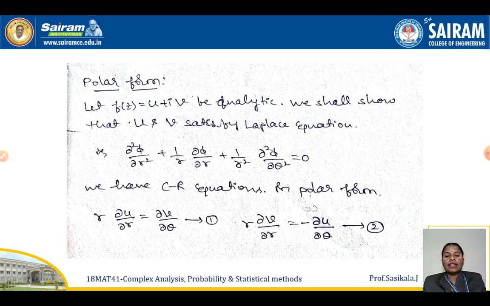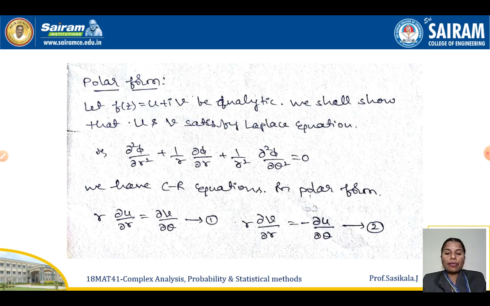So we have CR equations in polar form. Actually it is written with 1/r, and this r is to be taken to the other side. So I can write r into ∂u/∂r is equal to ∂v/∂θ. I can mark this as equation number 1. And r into ∂v/∂r is equal to minus ∂u/∂θ. This I am marking as equation number 2.